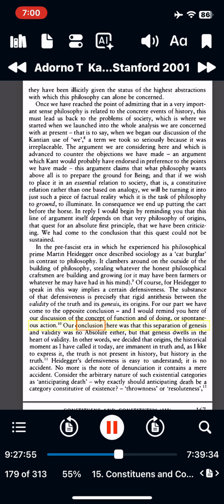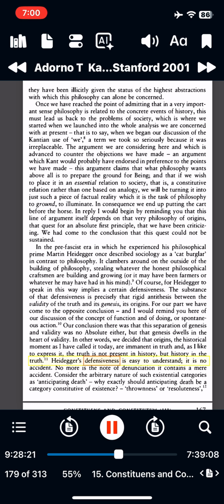10. Our conclusion there was that this separation of genesis and validity was no absolute either, but that genesis dwells in the heart of validity. In other words, we decided that origins, the historical moment as I have called it today, are immanent in truth and, as I like to express it, the truth is not present in history, but history in the truth.